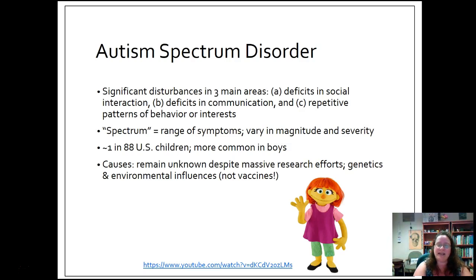It's about 1 in 88 U.S. kids, more common in boys, and we really don't know what causes this. We know it has genetic and environmental influences. There's been a lot of research into it, but we're just not sure exactly what's the case here. Scientists do believe, though, that vaccines are not the cause, and your book gives some description and information about that.